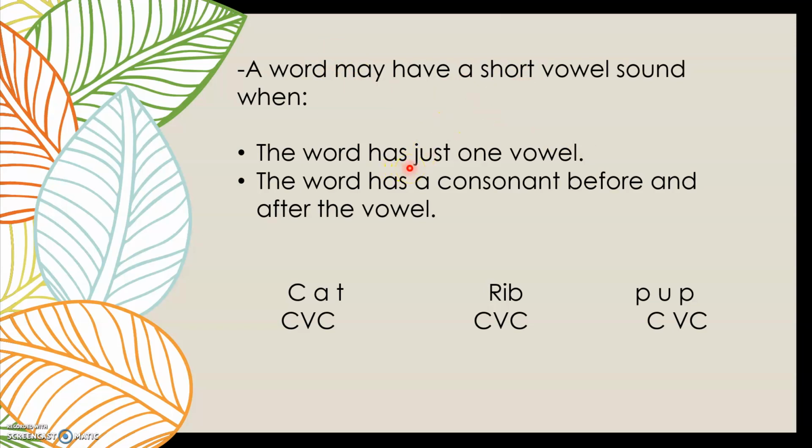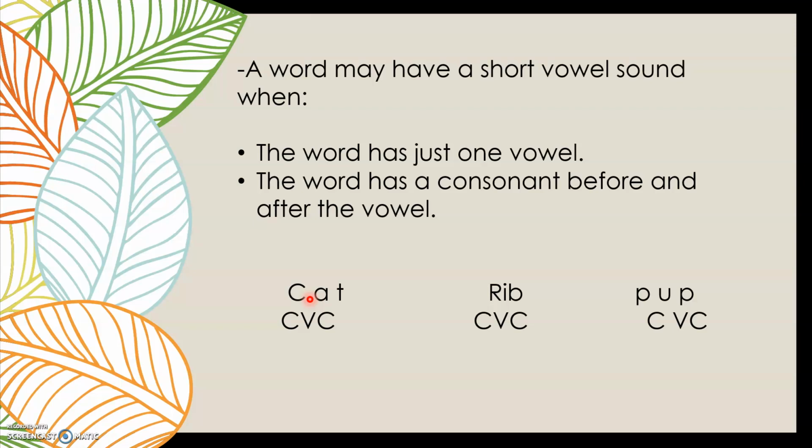Now, the rule says that usually the words may have a short vowel sound when the word has just one vowel. If we have only one vowel in the word, the vowel sound will be short, which means that the word would follow the CVC pattern. For example, cat. The C is a consonant, the A is a vowel, and the T is a consonant. So cat, how many vowels do we have in this word? We have only one vowel, so the vowel sound will be short.